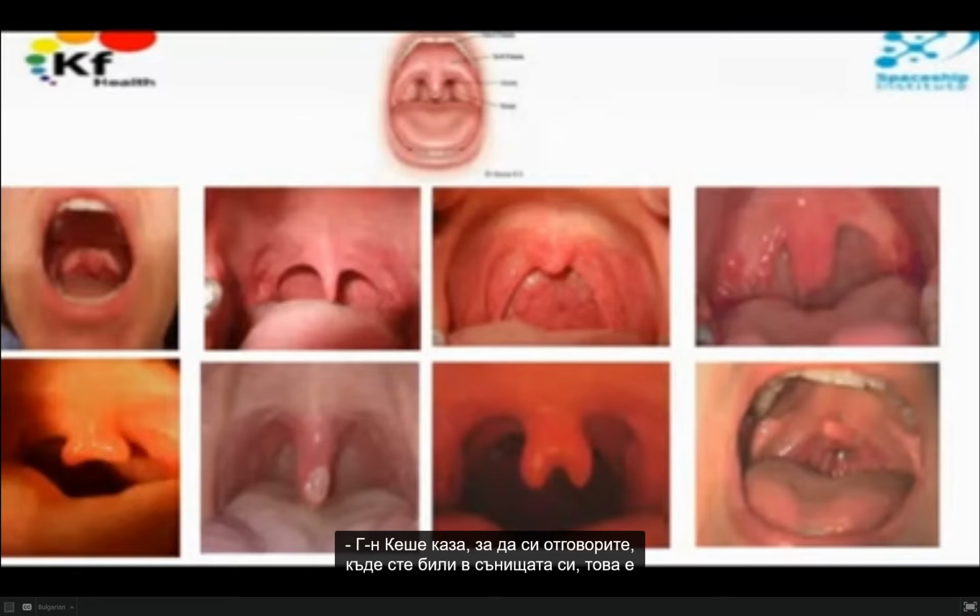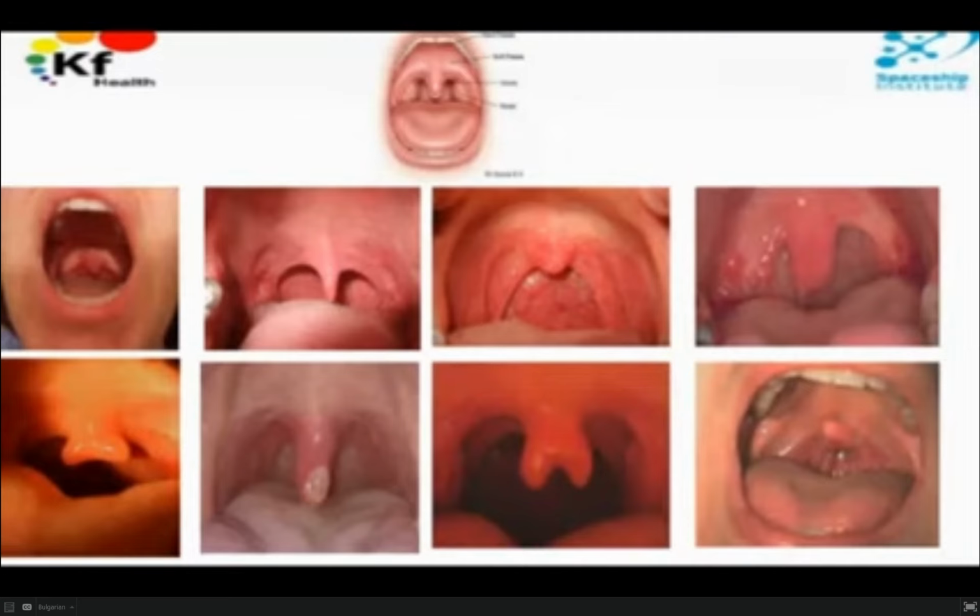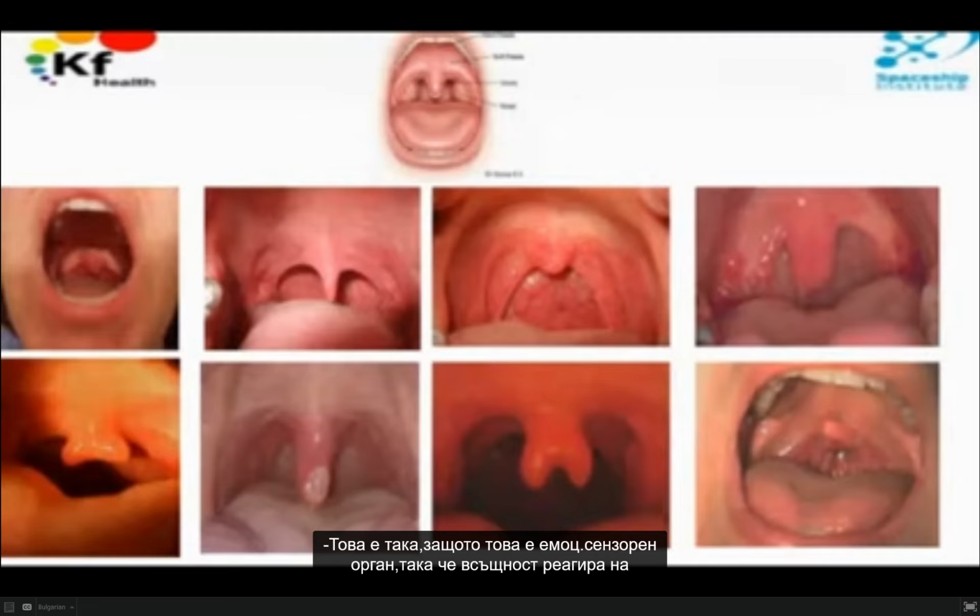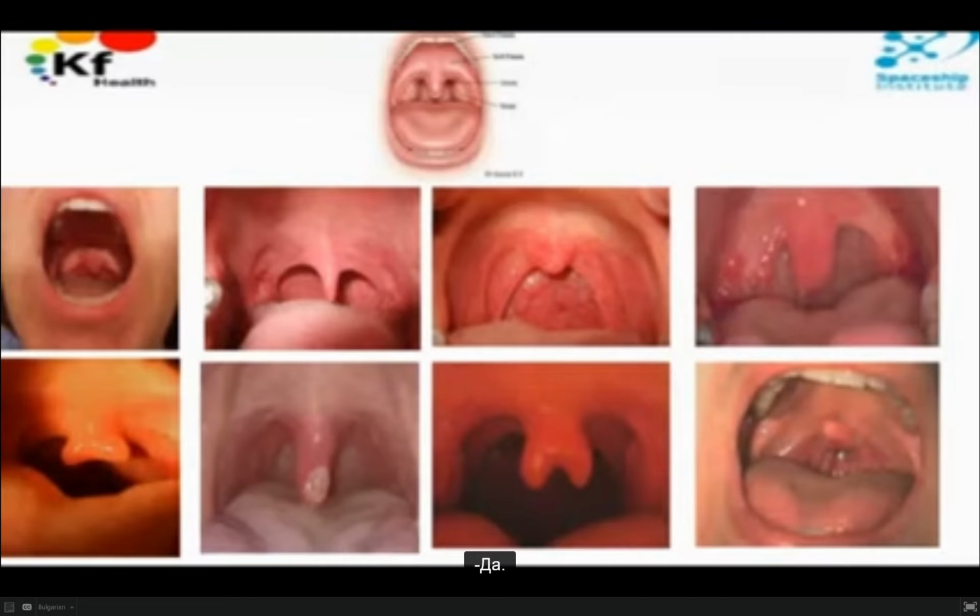So Mr. Kesh said to answer to yourself where you have been in your dreams. It's because of your dreams that you have a changing shape of the uvula. This is the question to you from Mr. Kesh, just to remember where you have been in your dreams. Okay, I'll make note of that, because I don't dream. It is an emotional sensor organ, so it reacts to your emotions actually. Do you understand? So it reacts to your emotional state.